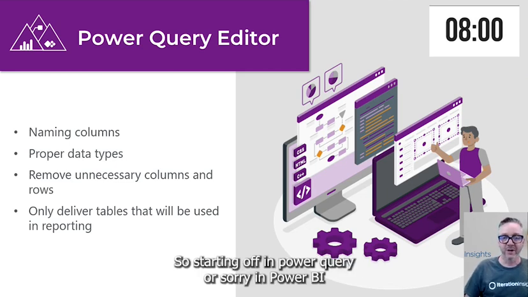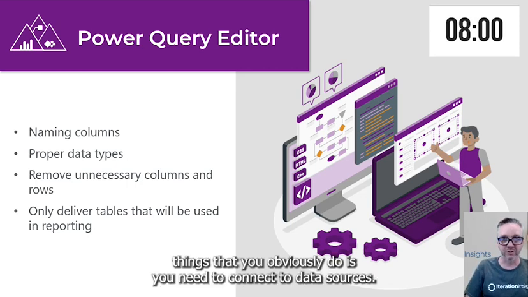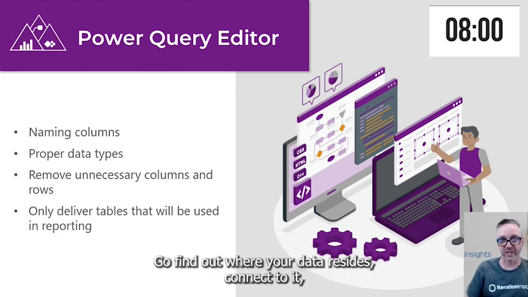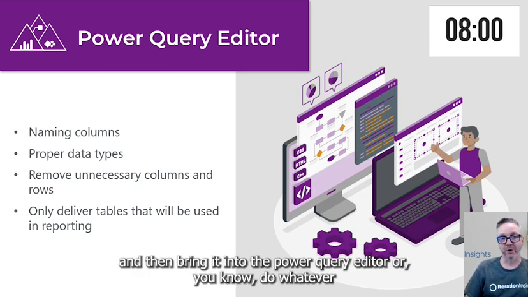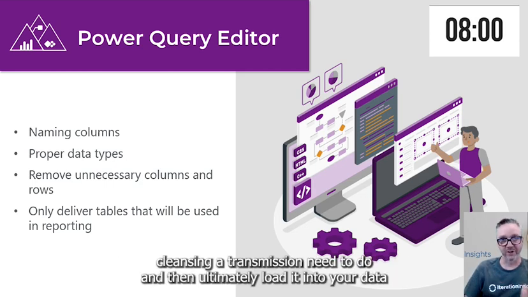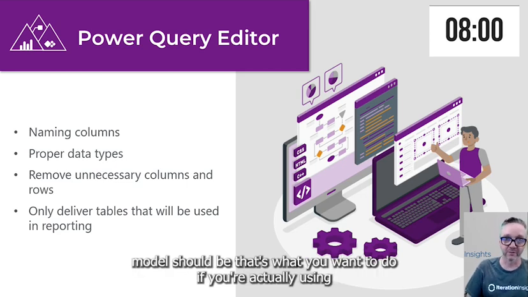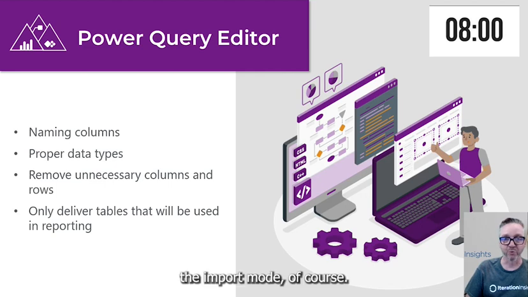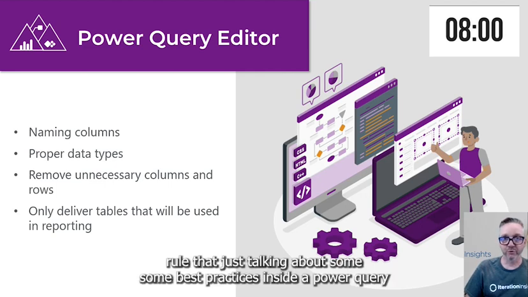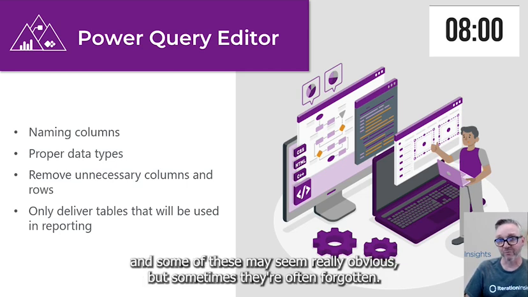All right, starting off in Power Query in Power BI, one of the first things you obviously do is connect to data sources. Go find out where your data resides, connect to it, bring it into the Power Query editor, do whatever cleansing and transformation you need to do, and then ultimately load it into your data model. That's what you want to do if you're using import mode, of course. Through all that, let's talk about some best practices inside of Power Query. Some of these may seem really obvious, but they're often forgotten.